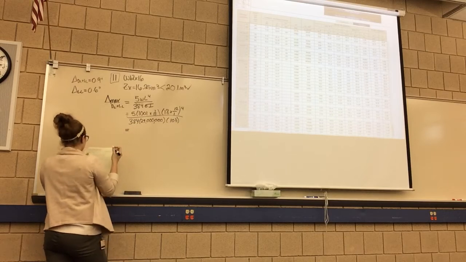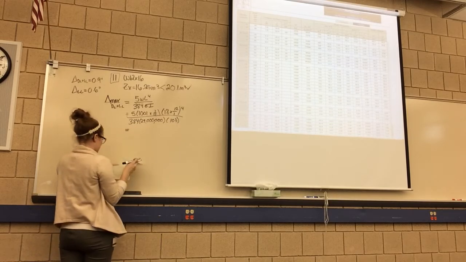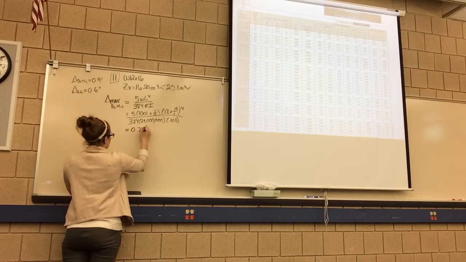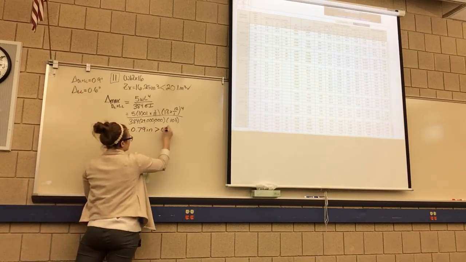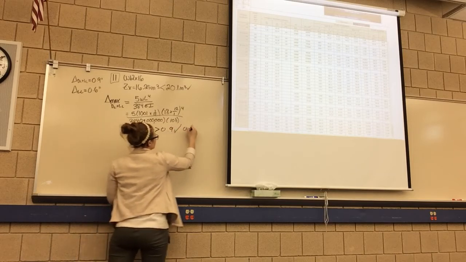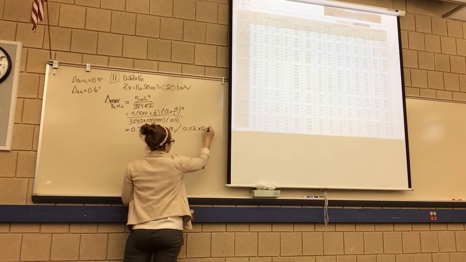So my deflection is 0.79 inches, which is less than 0.9. Awesome, so I can still use a W12 by 16.